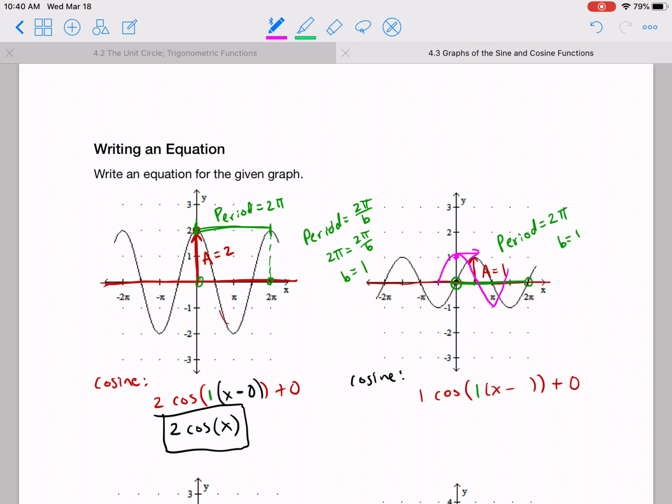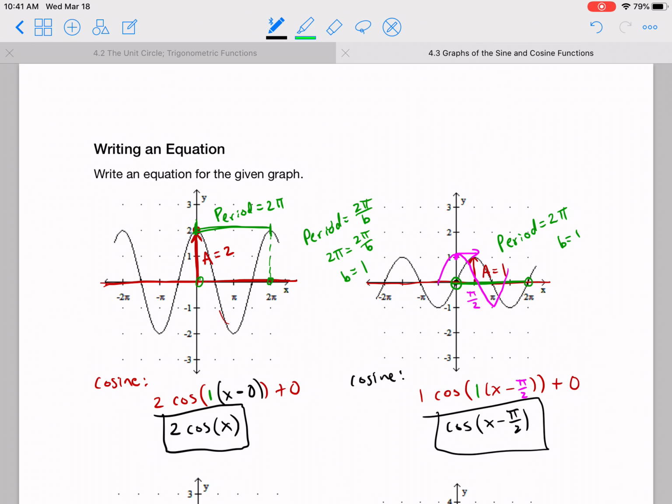All right, you see that? So we're shifted to the right, and that point right there is pi over 2. So we're actually shifted to the right pi over 2, which means we need to subtract pi over 2 right there. Then the only thing left to do is actually combine this. 1 times cosine is cosine. We have 1 times x minus pi over 2. That's just x minus pi over 2. And then plus a 0 is just a 0. Okay? So essentially right there, we just basically graphed a sine, but as a cosine.